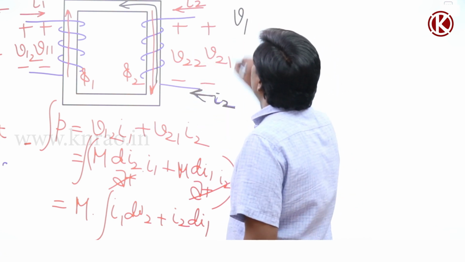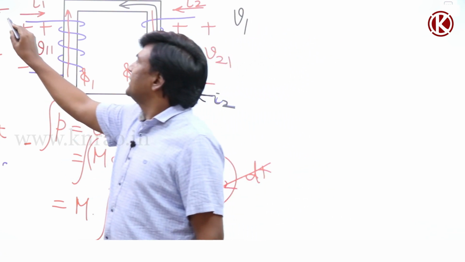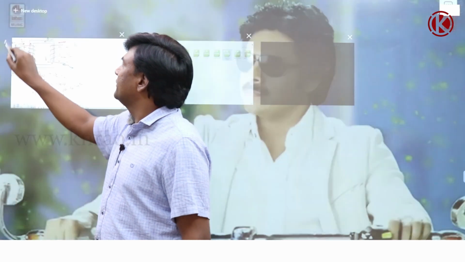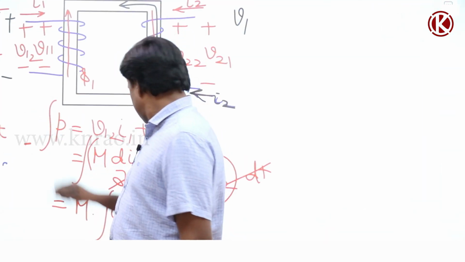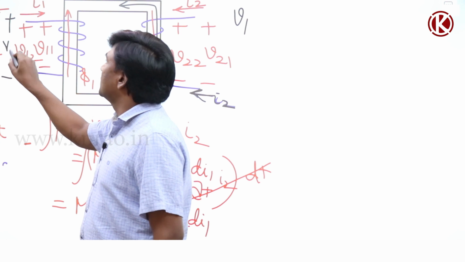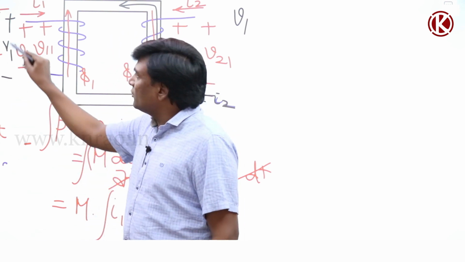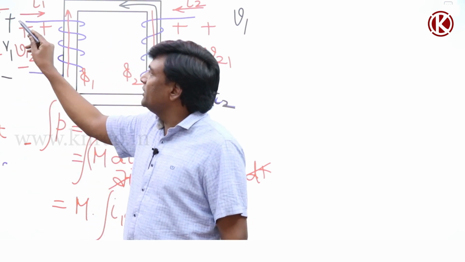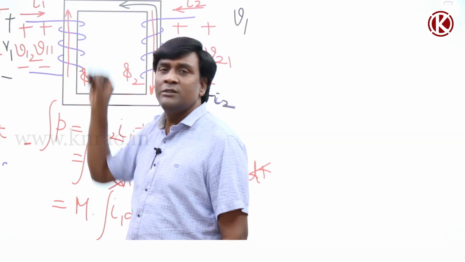So what is the total induced voltage here? If I think of the total induced voltage, plus minus here V1, just a minute, plus minus here V1. So V1 equals plus V11 plus V12.